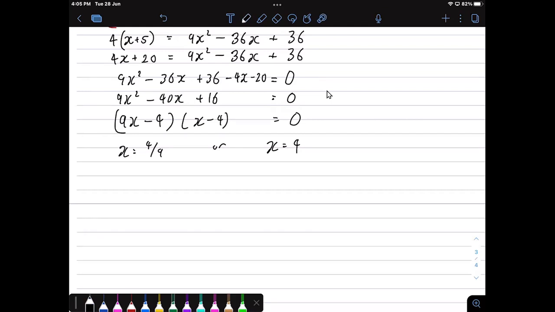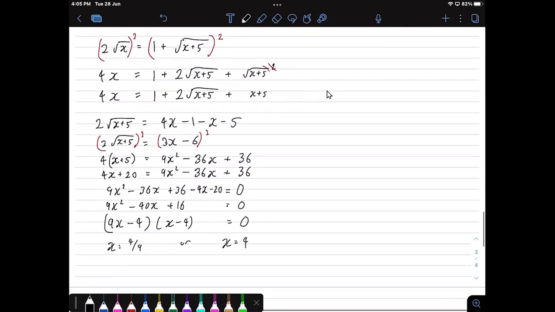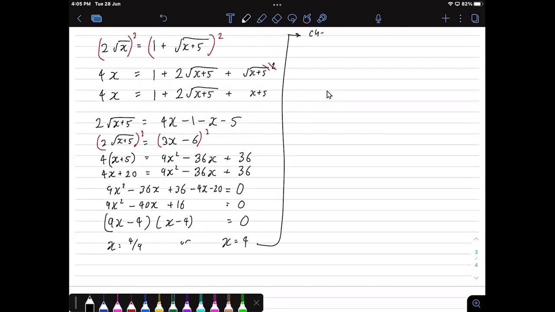Can we accept both answers? No, must sub in. Exactly. Correct. So we're gonna check over here. Sorry for the messy writing. I draw an arrow because I ran out of space at the bottom. X equals to 4 over 9. Let's check this. So what happens?